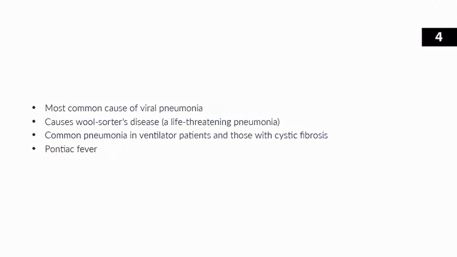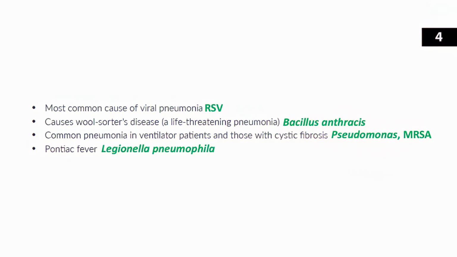Next, we have most common cause of viral pneumonia. That's going to be RSV. Causes wool sorters disease. That's going to be Bacillus anthracis. Common pneumonia in ventilator patients and those with cystic fibrosis, that's going to be Pseudomonas aeruginosa or also MRSA, methicillin-resistant Staph aureus. So both of these are really neck and neck for most common cause of pneumonia in ventilator patients. And then we have Pontiac fever. That's going to be caused by Legionella pneumophila.